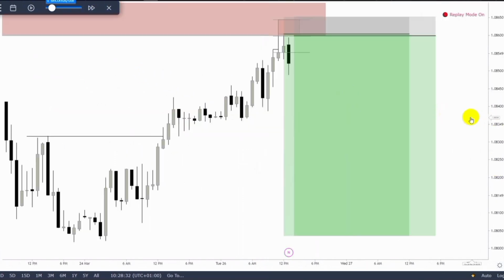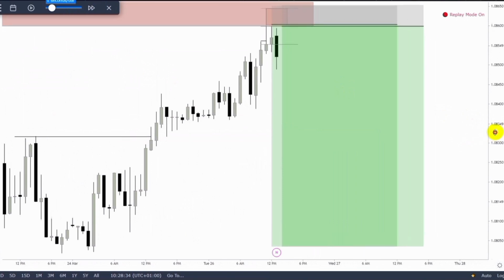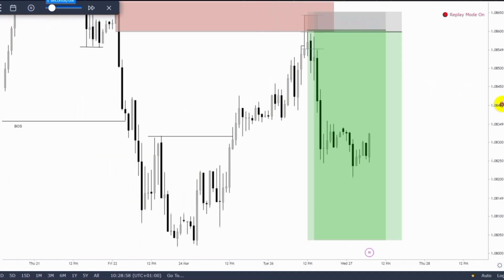Let's keep playing price to see what happens here. Now you can see price is falling to the downside. So price is still moving. Now we can see price is still moving, yet to reach our take profit area.